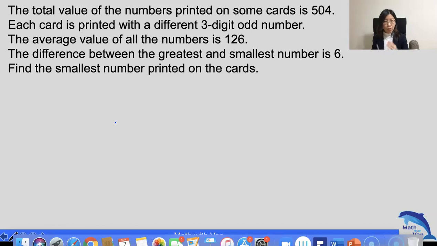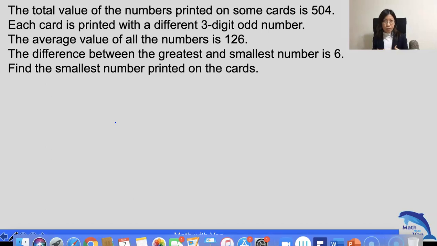Looking at all this information, I already know that the number of cards must be an even number, because all the numbers are odd, but the total value and the average are both even. So that gives me an idea that it must be an even number.